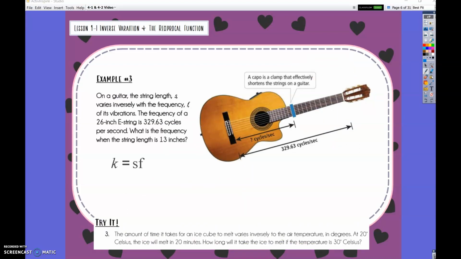For example 3, they just bring in another real-world application. String length s varies inversely with frequency f. So since they vary inversely, just like the area, length, and width did, I write them in the same formula. Now they tell us a 26-inch string length and a frequency of 329.63. We can find our constant. You would just multiply those two. Once you've found your constant, you're going to be able to use that same formula.